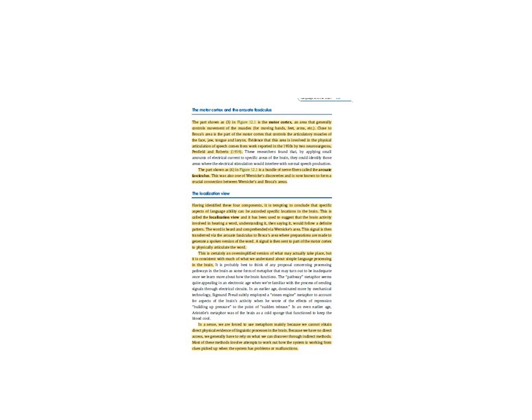Page 157 displays the last two components of the brain, number 3 and number 4. So the title of this subsection is the motor cortex and the arcuate fasciculus. Now, the motor cortex is given number 3 in the figure.